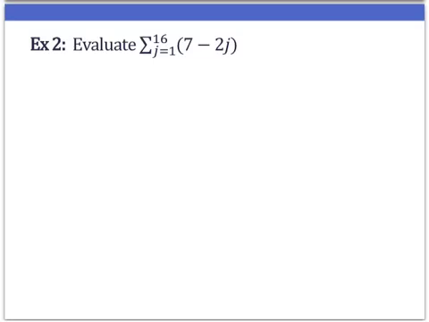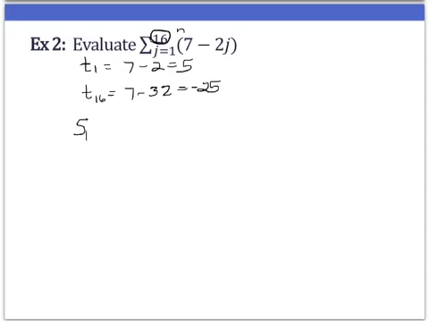Now, here I'm given sigma notation, and what sigma notation allows us to do is to find the first term and the last term. This is n. So we're just going to substitute n equals 1. Substitute n equals 16. And we have our first and last term.